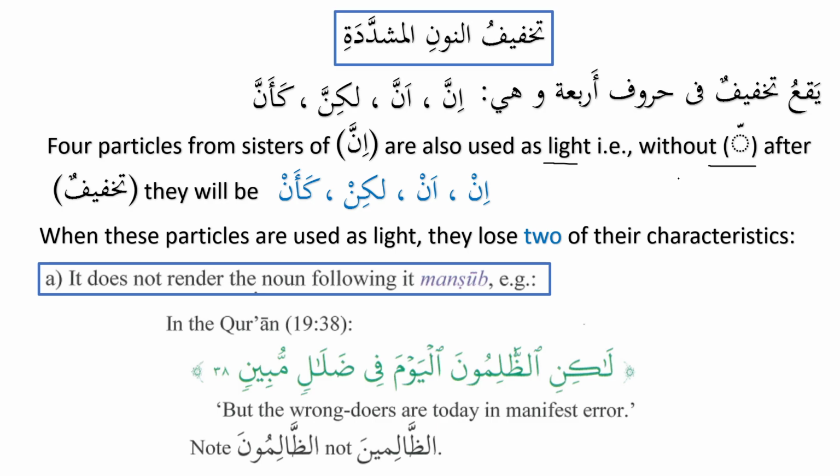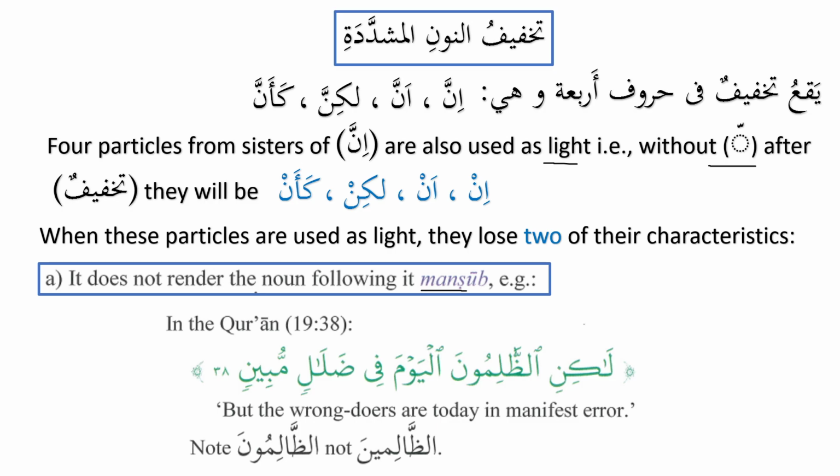Do you remember an example we discussed in lesson number 19? Here it is. So what happens when they are mukhaffaf or mukhaffafa, when they are light? The property of inna itself is cancelled. They don't behave the same way, so it does not render the noun following it mansub. As we can see over here, لكن الظالمون اليوم في ضلال مبين, but the wrongdoers are today in manifest error. So we can see that it is zalimuna and not zalimina.